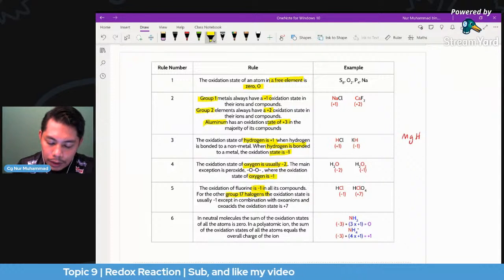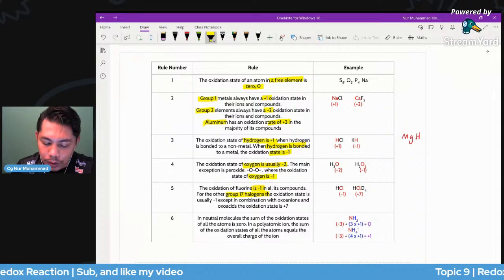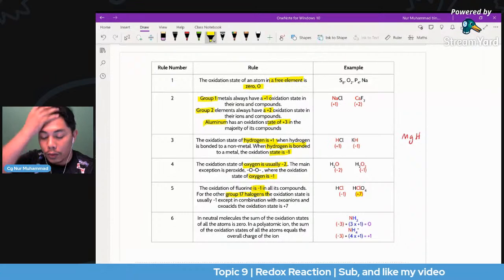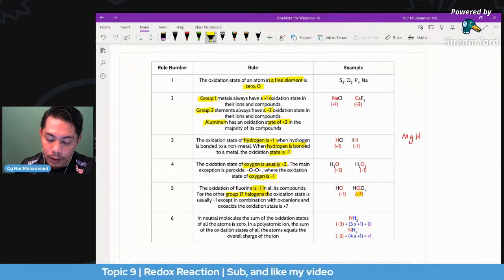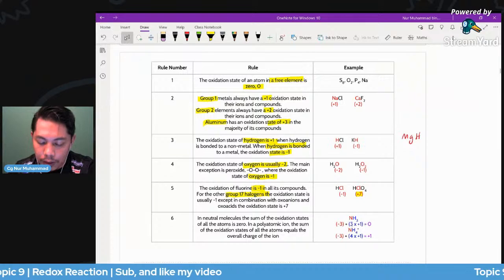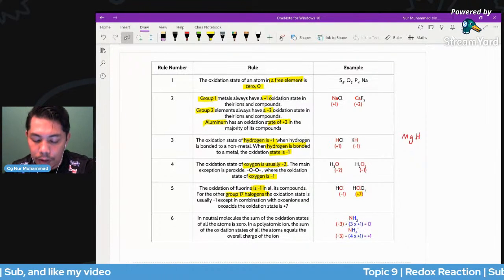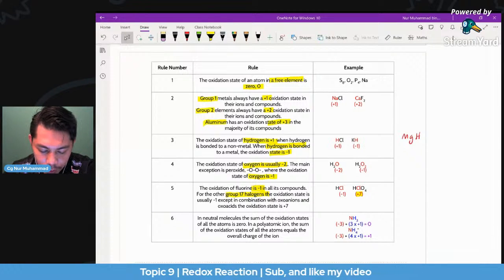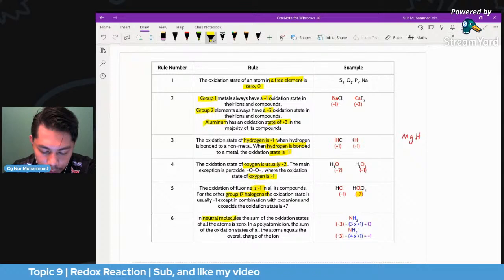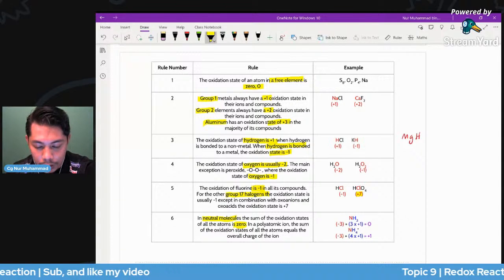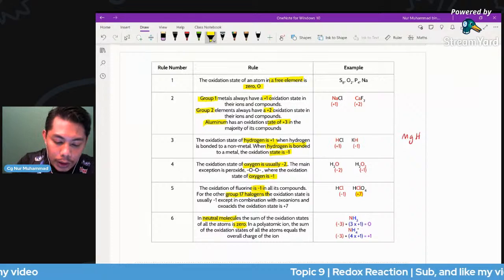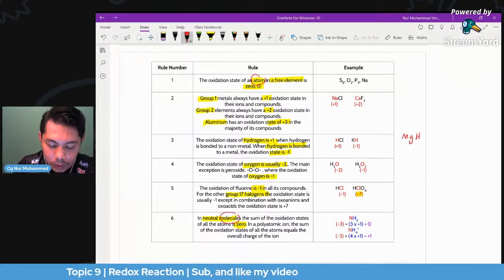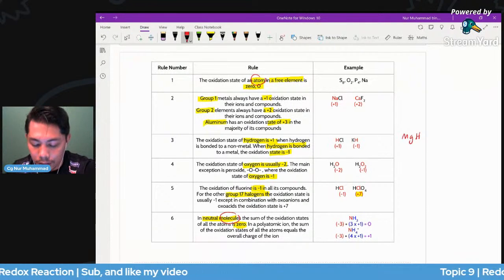Tapi for group 17 ni dia boleh berubah lah, dia tak semestinya negative 1. Selalunya kalau dia bagi group 17 ni kamu kena cari, sebab dia tak semestinya negative 1. Okay, next. Neutral molecule have zero oxidation state. Sama macam nombor 1 tadi. Cuma yang nombor 1 ni atom, yang nombor 6 ni dia refer pada molecule. Semua neutral molecule have oxidation state 0.